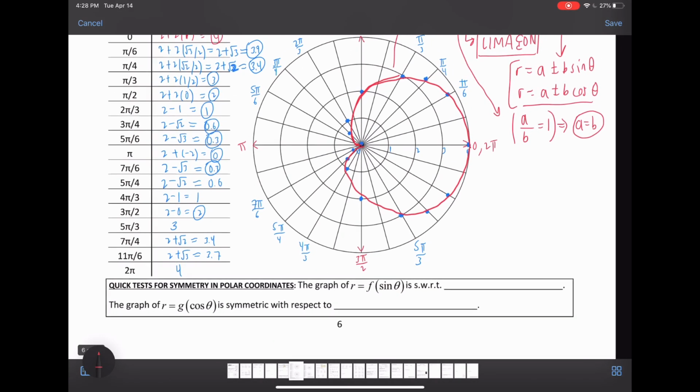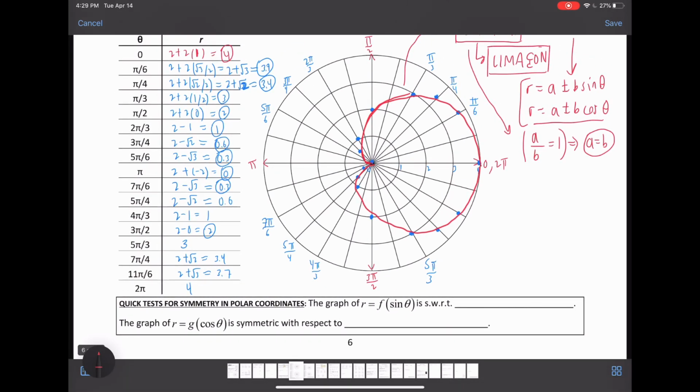Quick test for symmetry in polar coordinates. The graph of anything in terms of sine is going to be symmetric with respect to the line theta equals pi over 2. So if we were to graph this in terms of sine, it would be symmetric with respect to a vertical axis of symmetry. And since we graphed something that was in terms of cosine, we're symmetric with respect to the horizontal polar axis, which has the equation theta equals 0.